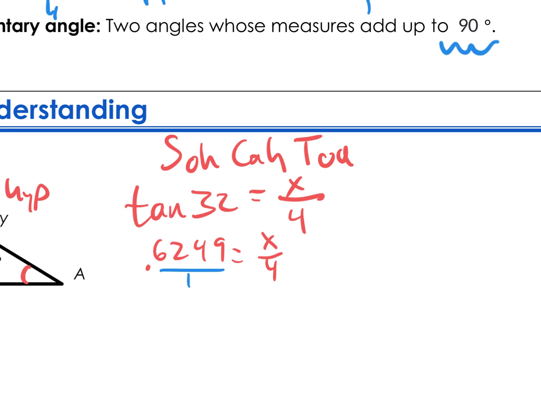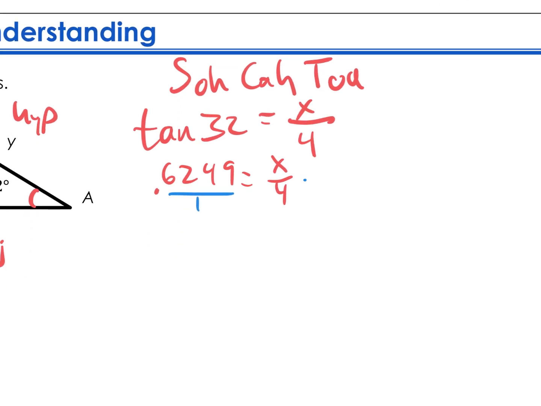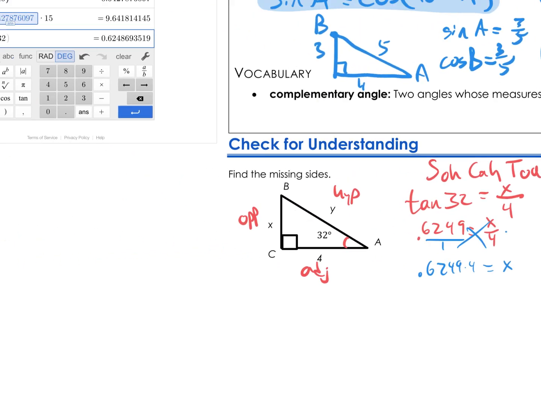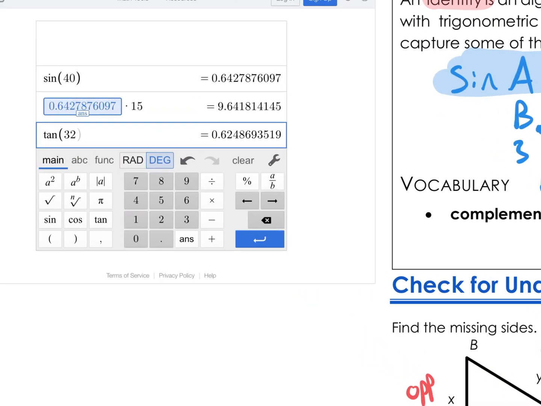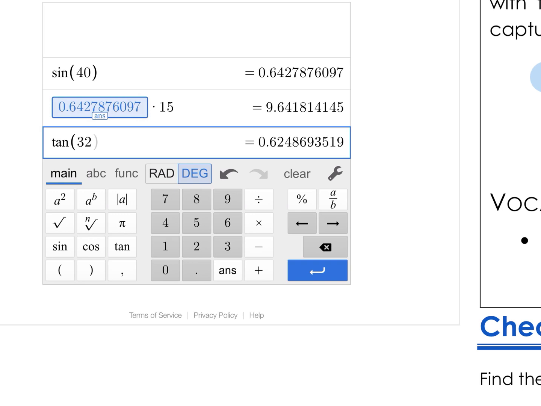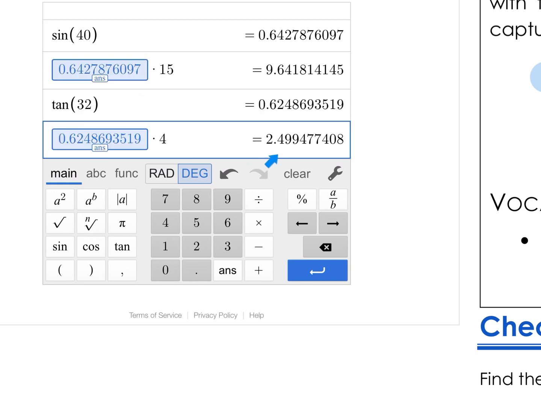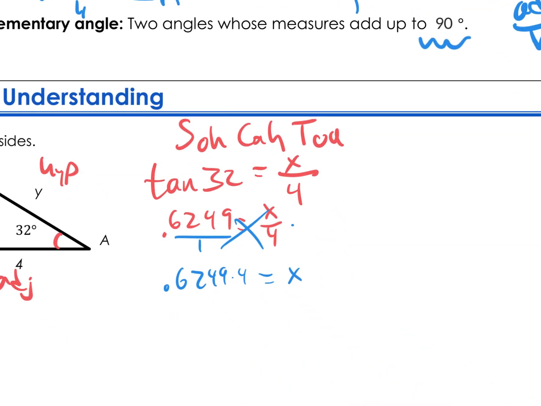Okay, so multiply by 4, or think of it as cross multiplying. That works too. Any way around it, we've got 0.6249 times 4 equals x. So let's go to our calculator and make that times 4. So there it is. Usually we'll round the final answer off to 1 decimal place, so let's round that off to 2.5.